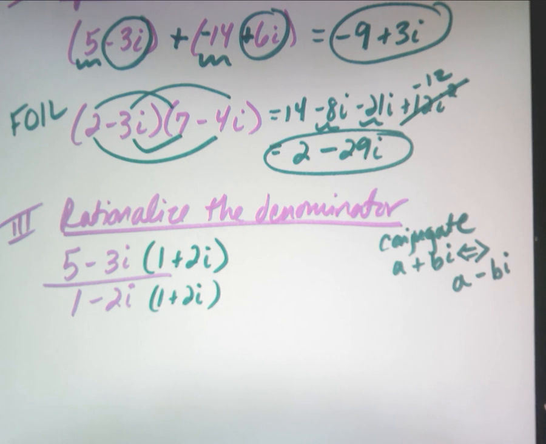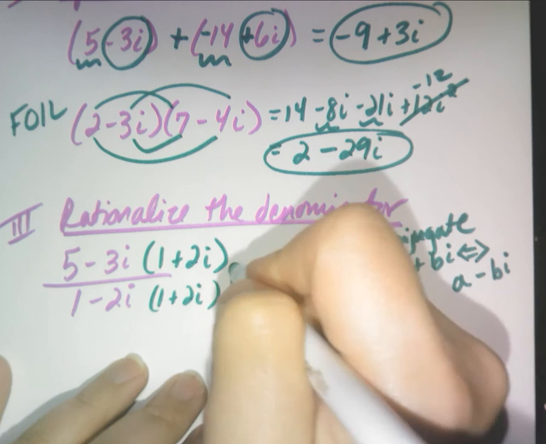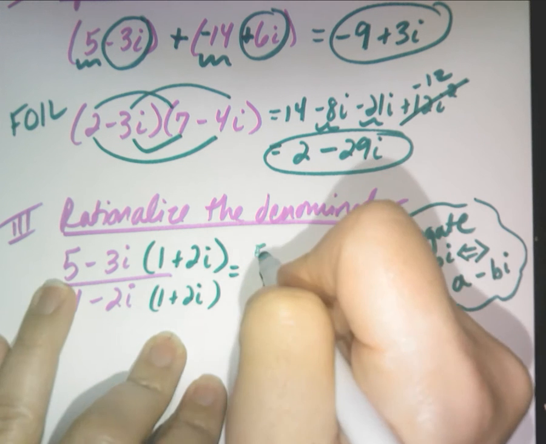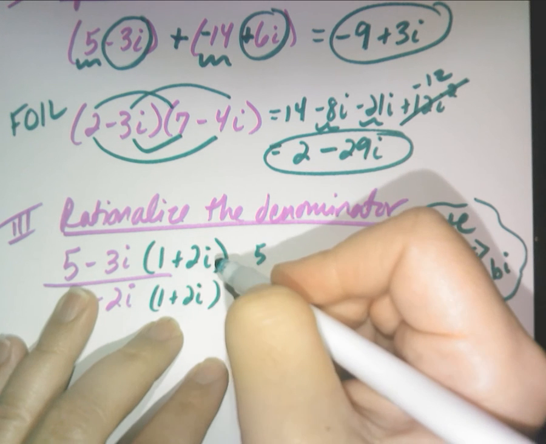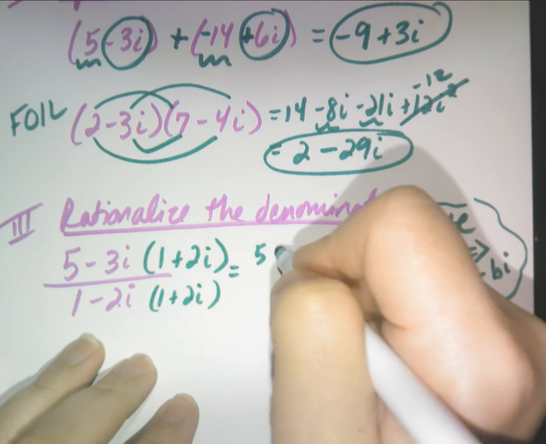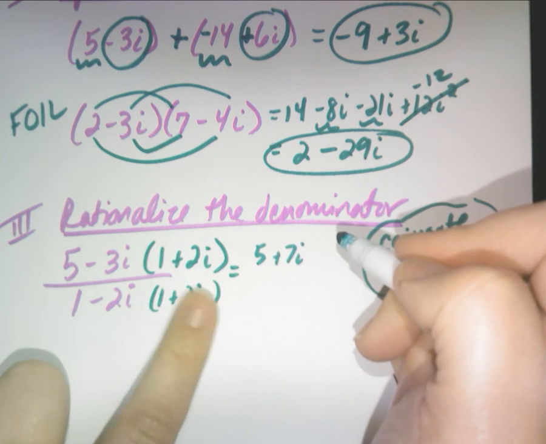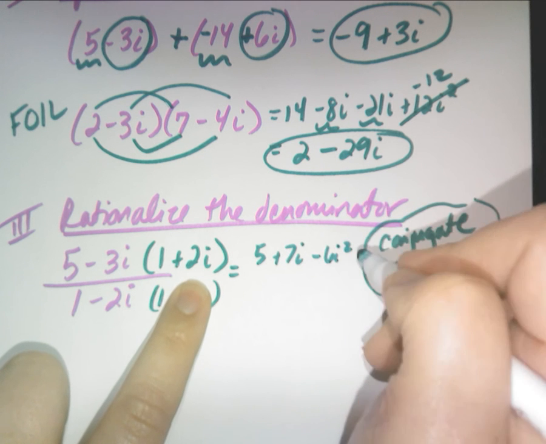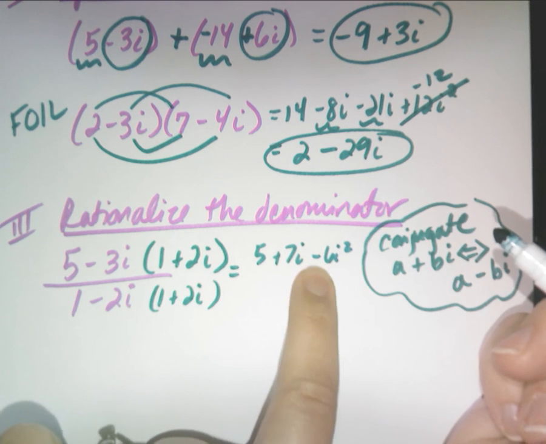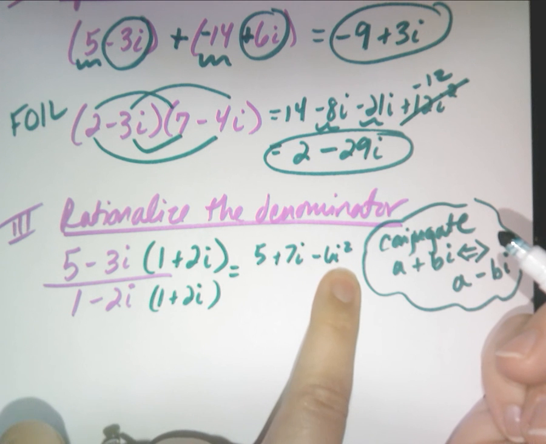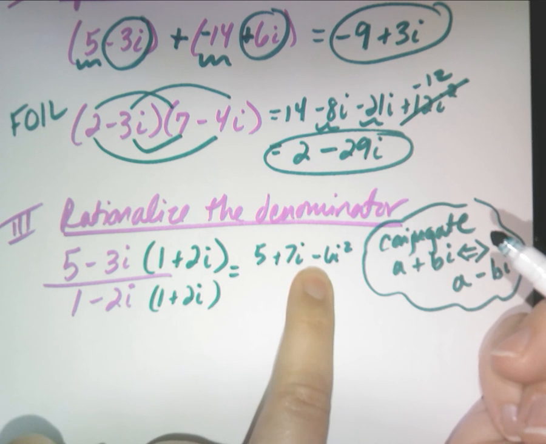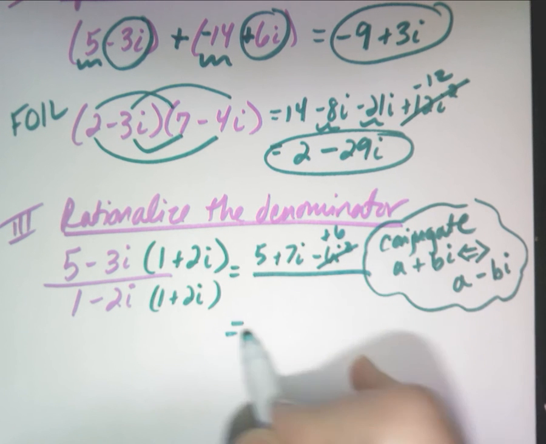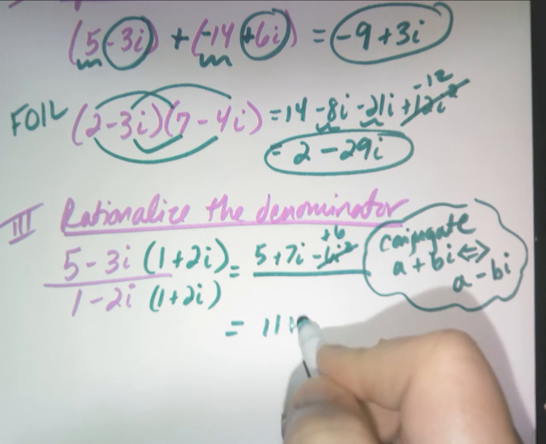And what do we do? We FOIL, okay? So the top becomes 5. Let's see if I can save some time here. This is a 10i minus 3i, which is 7i. Negative 3 times 2i is negative 6i squared, which is really what though? What does that i squared really mean? -1. So -1 and -6 make it 6. Okay. So my top number is 11 plus 7i.